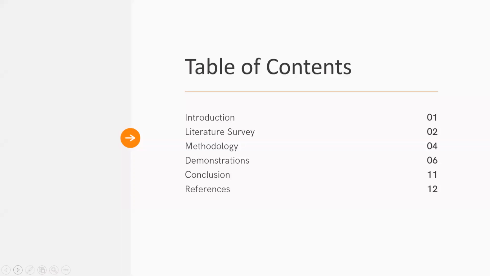These are the contents that I'm going to walk you through in this presentation, starting with the introduction, then literature survey, methodology, demonstrations, conclusion, and references.